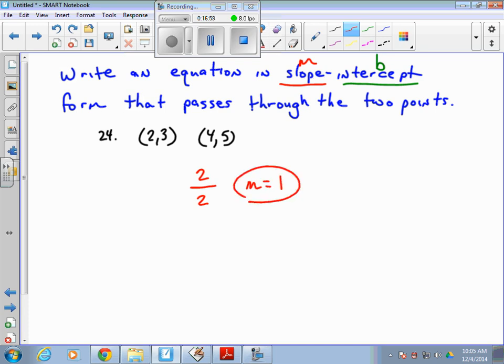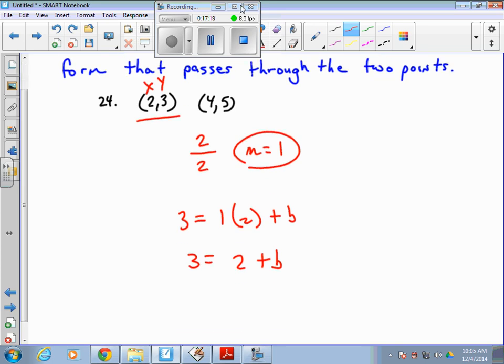We need to find the y-intercept. Probably easier to use this point. It's smaller than 4, 5. So plug 3 in for your y. 3 equals m, which is 1, times x. Plug in 2, plus b. 2 times 1 is 2 plus b equals 3. And when you subtract by 2 to get b by itself, you get b's value of 1, which is just like m's value of 1.